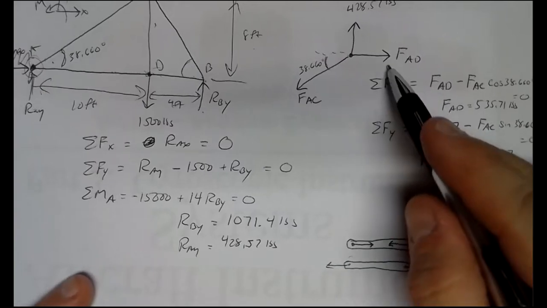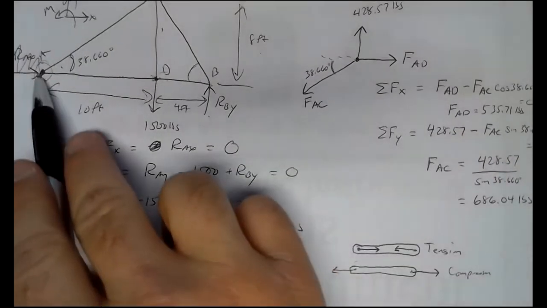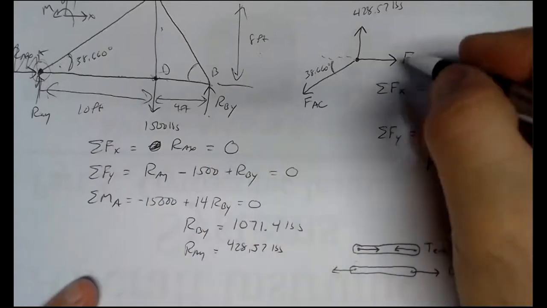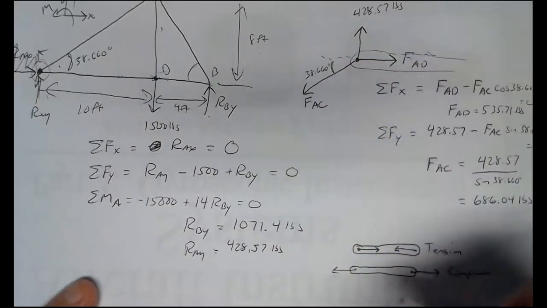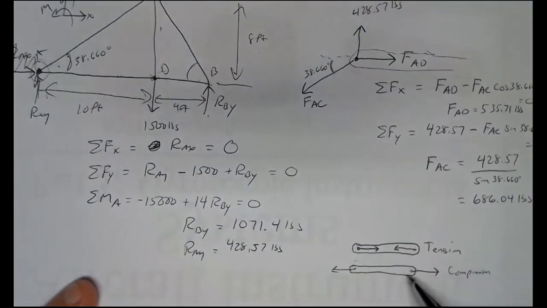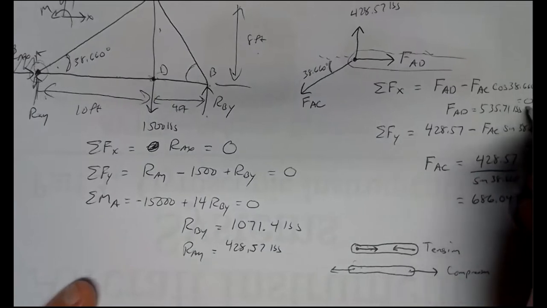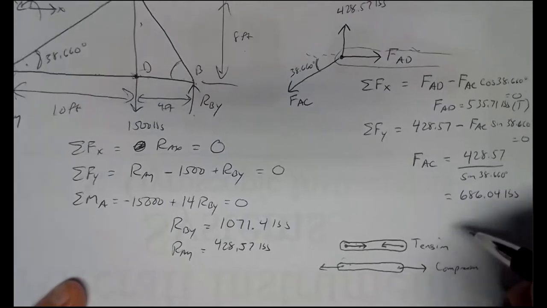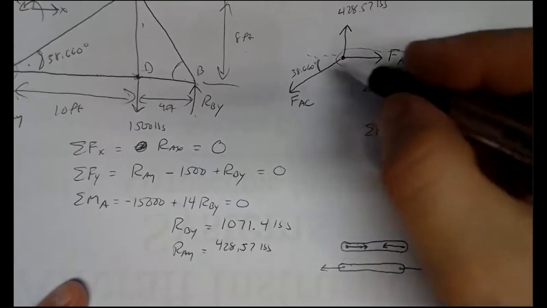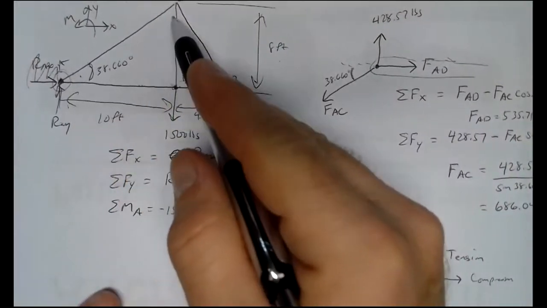So let's look at what we've got for FAD. At joint A, member AD is to the right. So member AD is like that. Well, which picture does that one look like? Looks closer to tension. So member AD is in tension. 535.71 pounds of force in tension. Member AC is up and to the right.